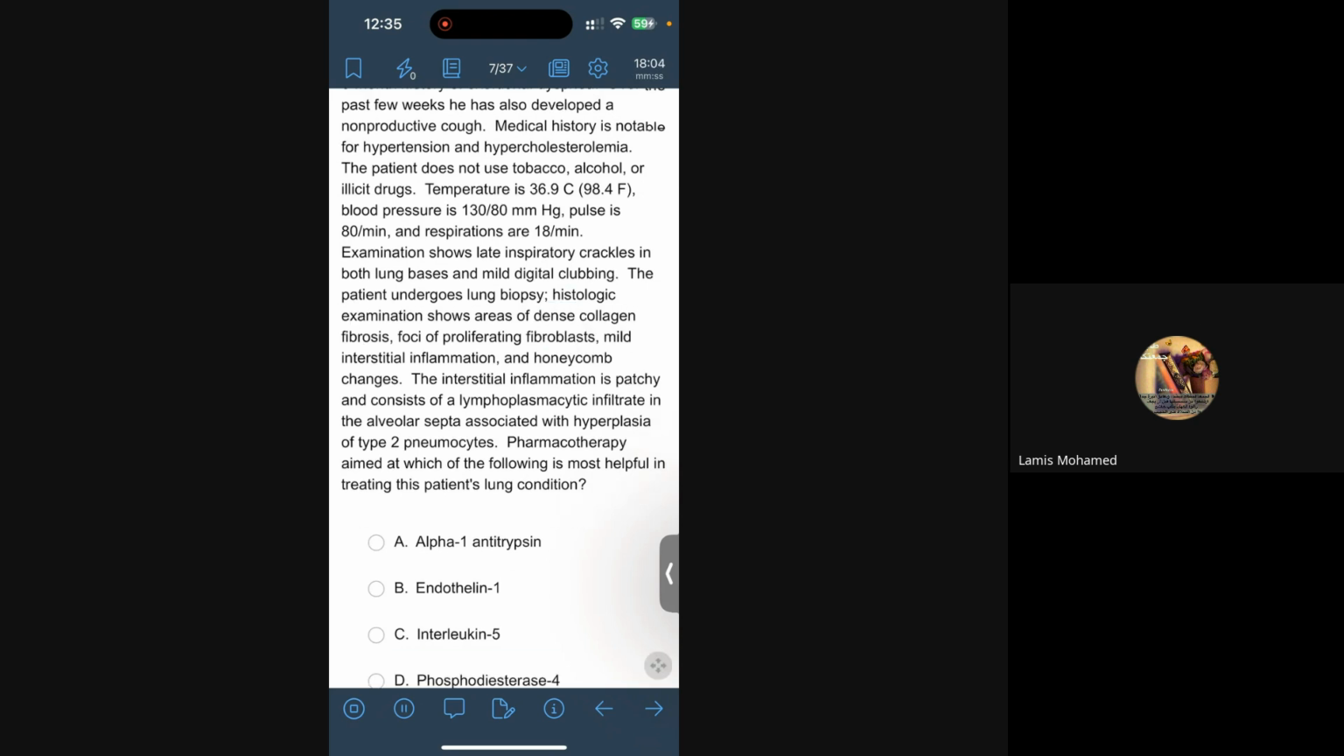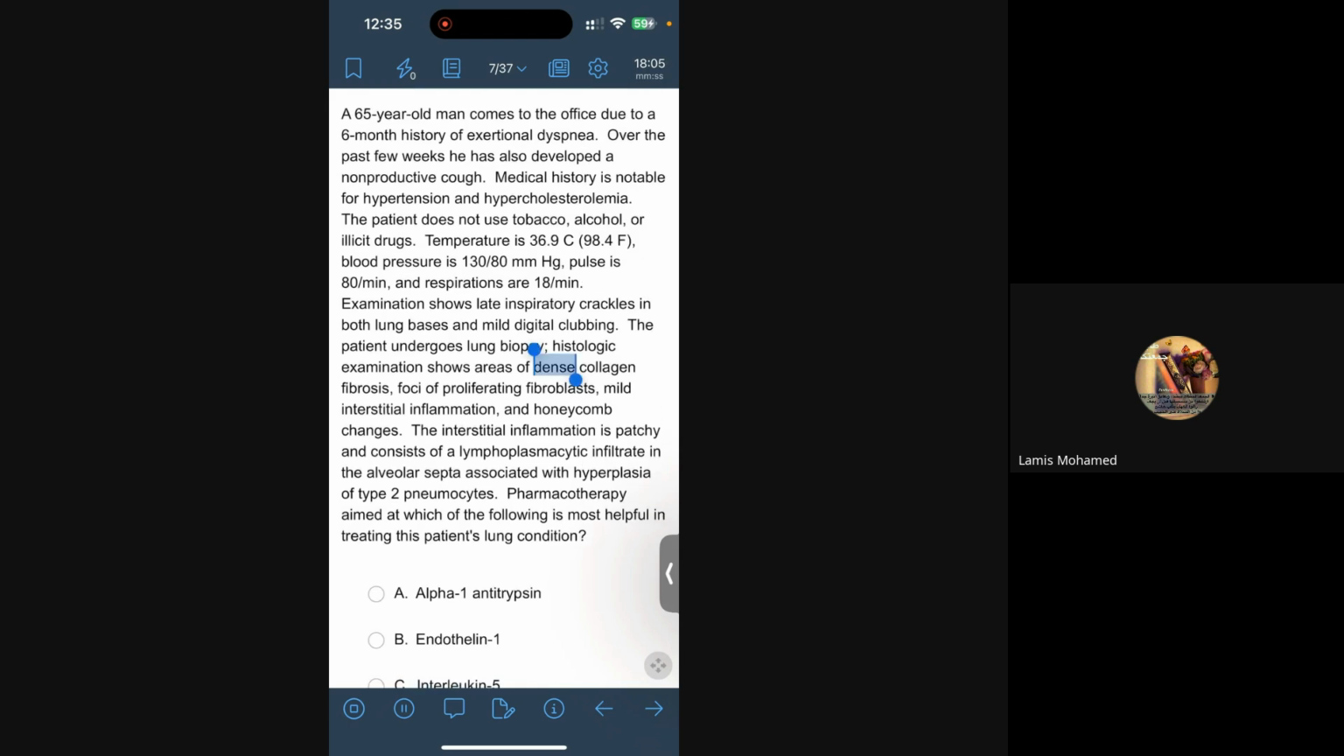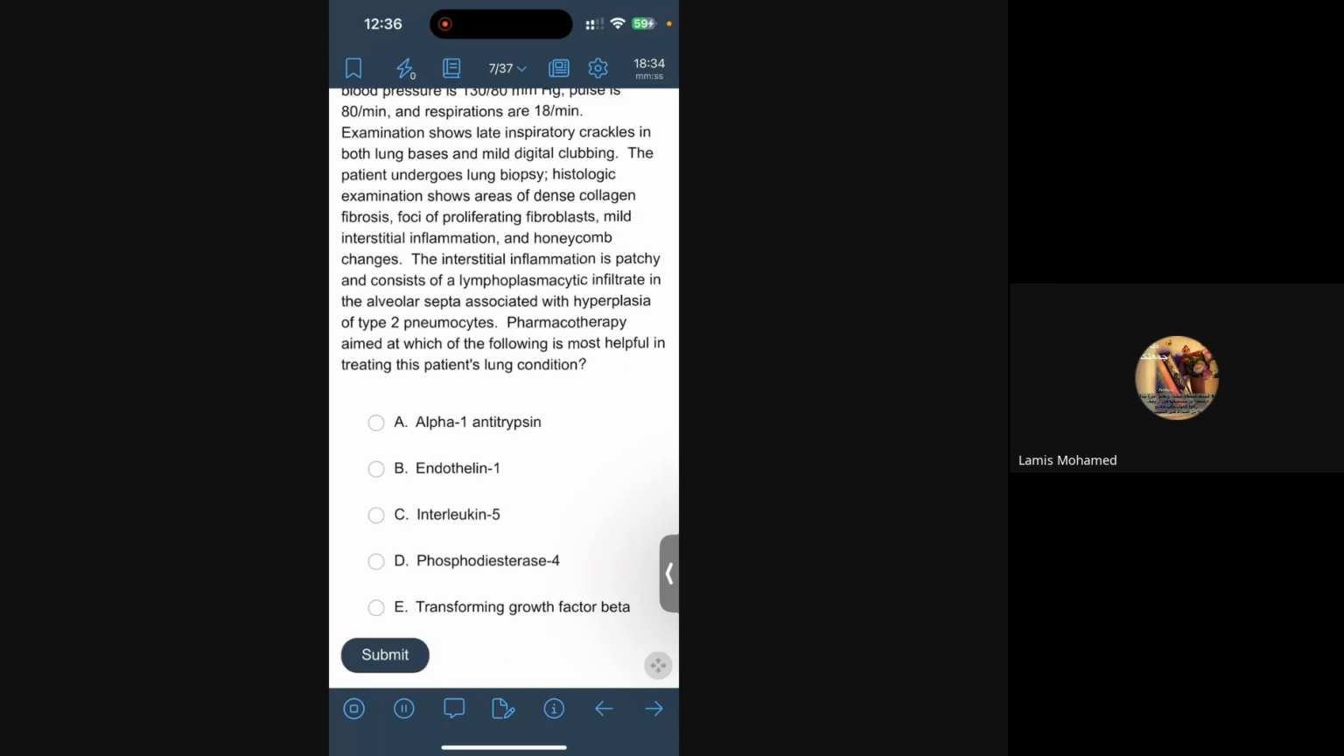So what is the diagnosis here? It's an interstitial lung disease, pulmonary fibrosis, idiopathic pulmonary fibrosis. See, the interstitium is involved, there is lymphoplasmacytic infiltrate, there is fibrosis. It is idiopathic pulmonary fibrosis, which is an interstitial lung disease. And we have discussed this multiple times.